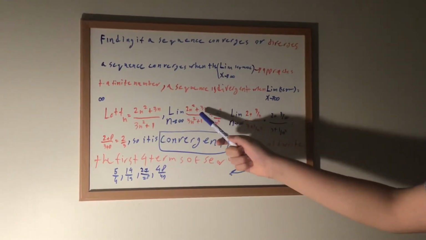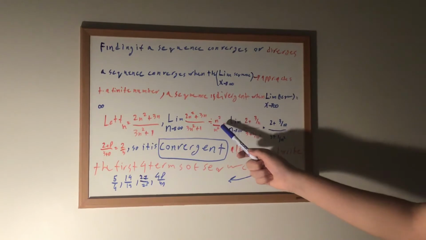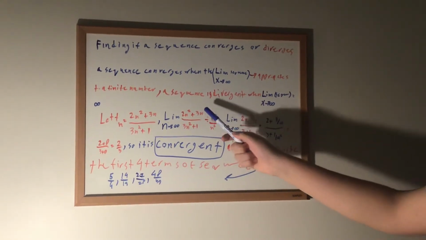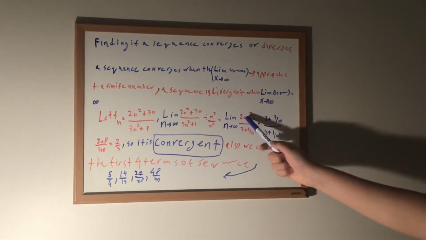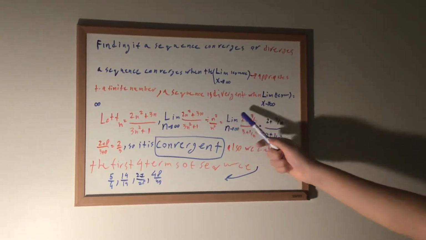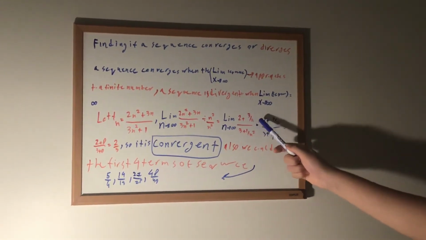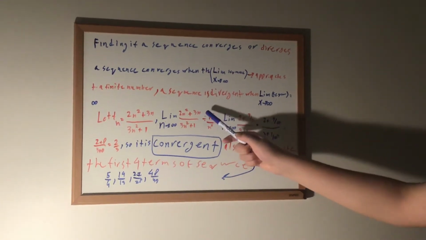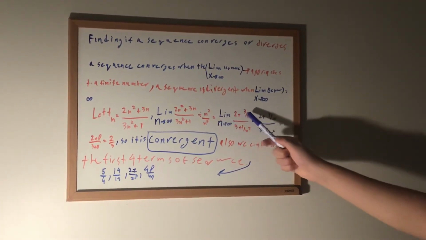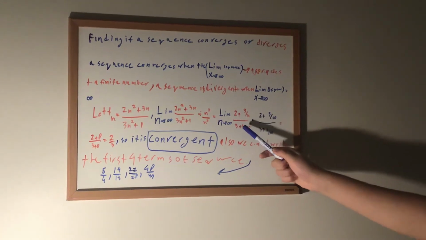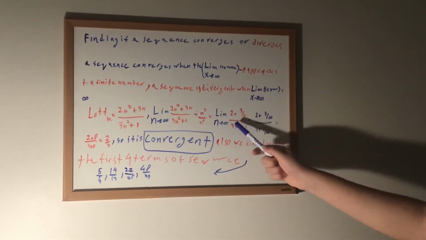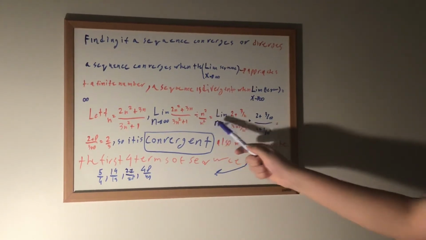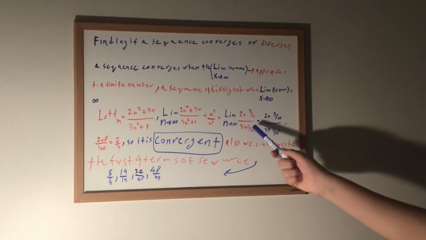For doing this, we divide n squared from both the numerator and denominator. And we get the limit of 2, because 2n squared divided by n squared is 2, plus 3 over n, because 3n over n squared is just 3 over n, over 3, because 3n squared divided by n squared is 3, and then 1 over n squared is just 1 over n squared.